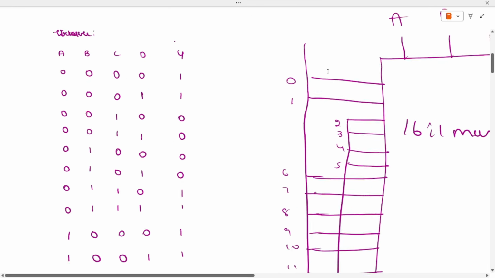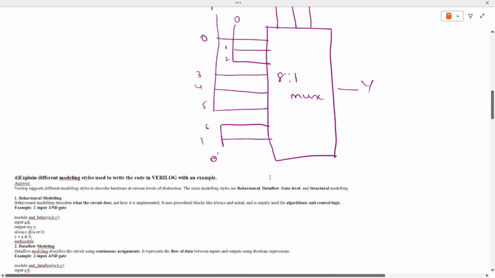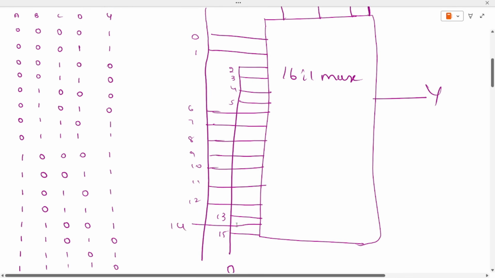Now let's move on to the third question, that is what they have given. We have to construct the function with minterms A B C D and 0 1 3 4 11 12 13 14 15 using 4 to 1 multiplexers and an 8 to 1 multiplexer. Okay, you can use these two methods to construct the 16 to 1. Most of the time they have not asked 4, they have asked 16. Now to get 16 inputs, right? You will take 1 2 3 4 5 6 7 8, and here also 8.